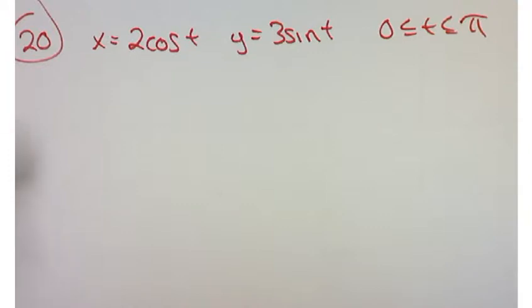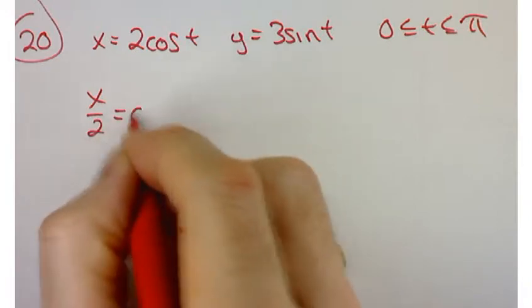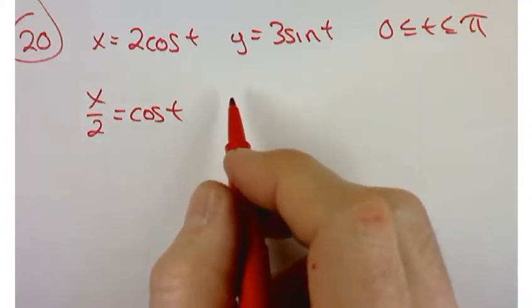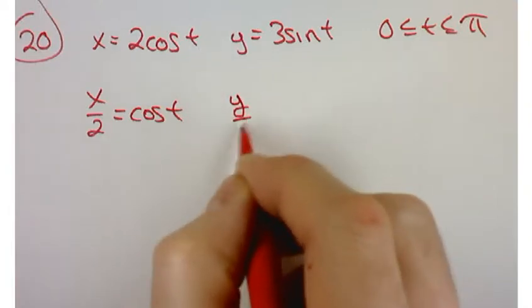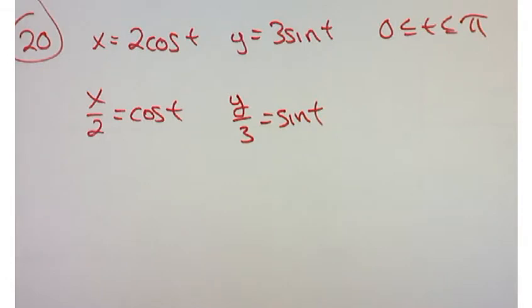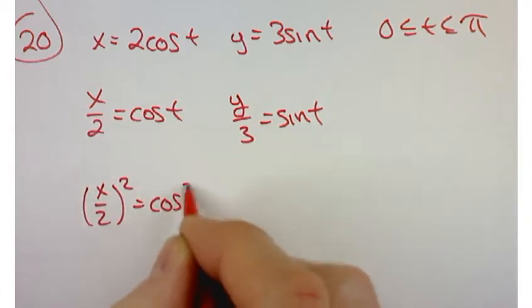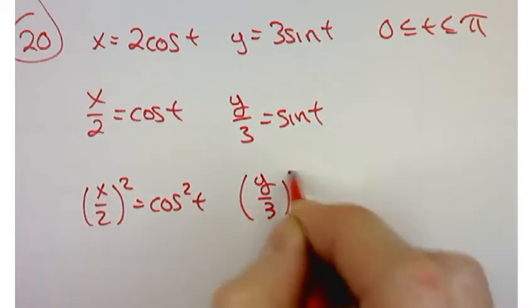How can we eliminate the parameter here? We did one similar to this, but it's not quite the same. All right. I'm going to help you out here. What if I divide both sides here by 2? And get x over 2 is equal to cosine of t. What else can we do? Y over 3 equals the sine of t. All right. This should start looking familiar. We did solve one like this just a minute ago in problem 44. Square both sides. X over 2 squared equals cosine squared of t. Y over 3 squared equals sine squared of t.